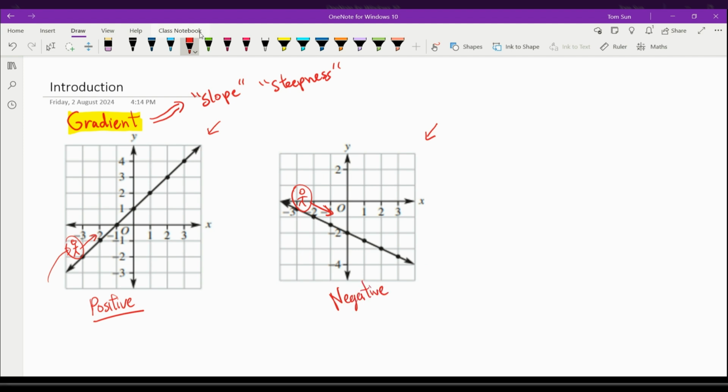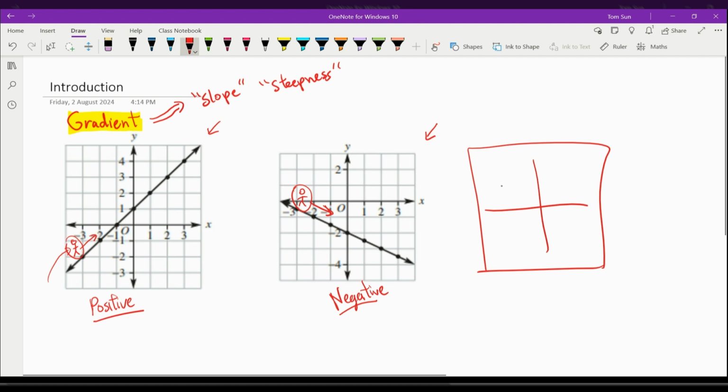Okay, of course, there's one more example where you might have a Cartesian plane and the line is just a flat line like this. Okay, if you're on a flat line going from left to right, you're not going upwards, you're not going downwards. That is what we call a zero gradient. In other words, there is zero steepness to this line. It's literally flat. Okay, so that's what zero gradient means.